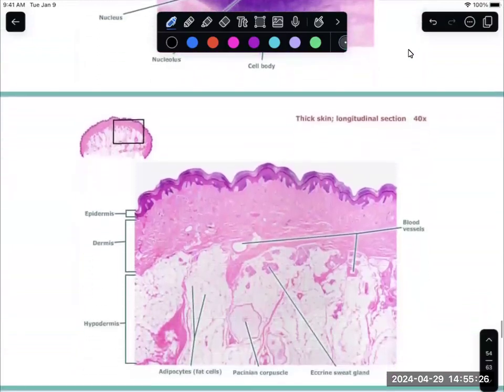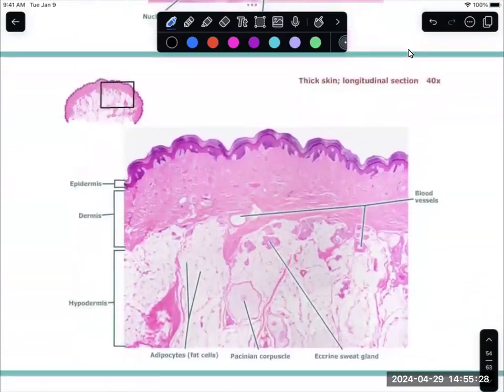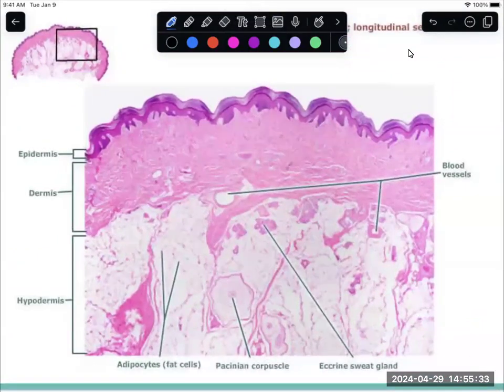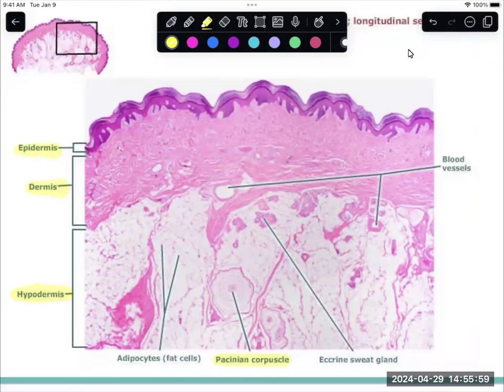And then we get to our skin. Here's some different things that I did not get to point out earlier. Here is that Pacinian corpuscle, or that lamellated corpuscle. You get that epidermis, dermis, hypodermis. You don't have eccrine, just making sure you don't have that eccrine sweat gland there. But those are different sweat glands that are found within your skin.